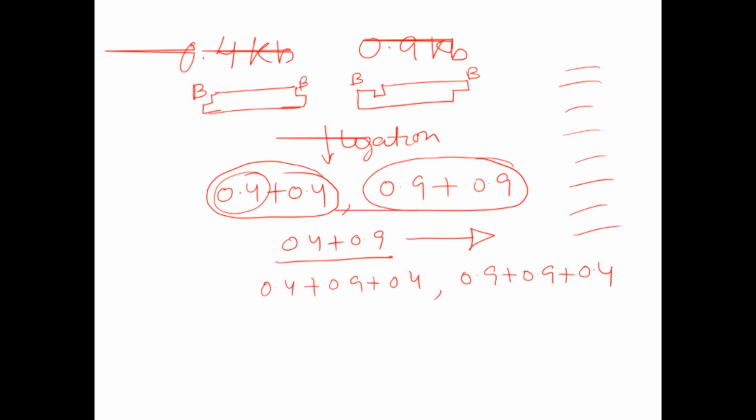What you are trying to do is generate a polymer of 0.4 kb, because the probability of 0.4 making a ligation with 0.4 is higher compared to the ligation of 0.9 to 0.9, because the 0.9 is going to give you the bigger fragments.